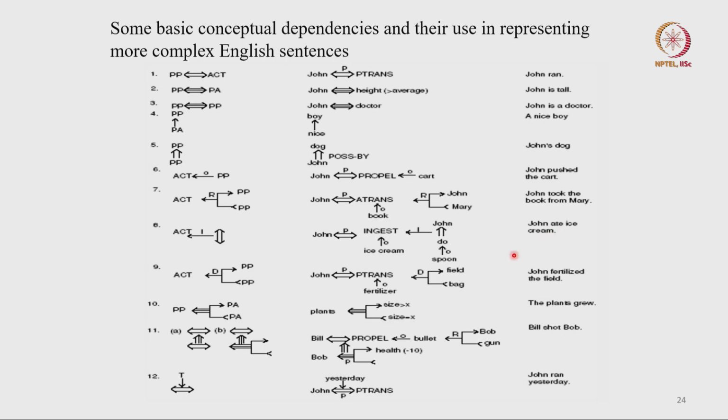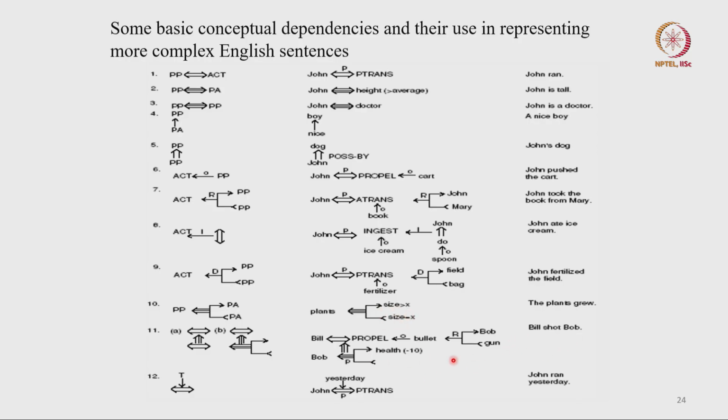John ate ice cream. So, he ingests, object is ice cream, and what did he do? He used the spoon as the instrument, and he ate the ice cream, etc. John fertilized the field. Okay, so, again P trans, the object is the fertilizer, and the manure goes from the bag to the field. The plants grew. So, their size was x before and it became greater than x.